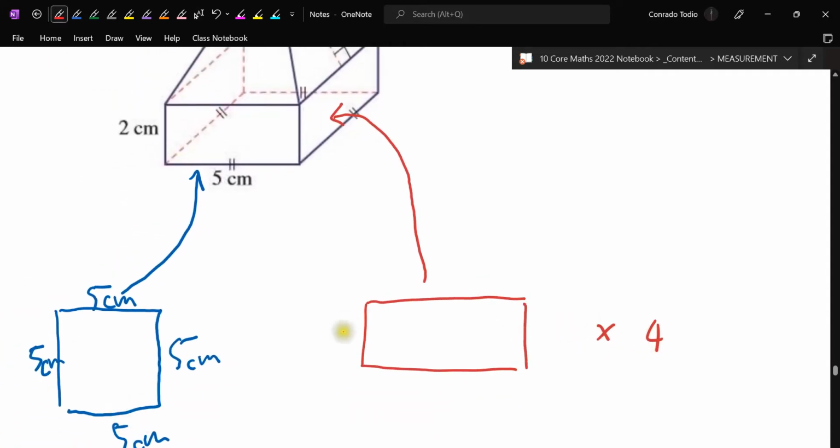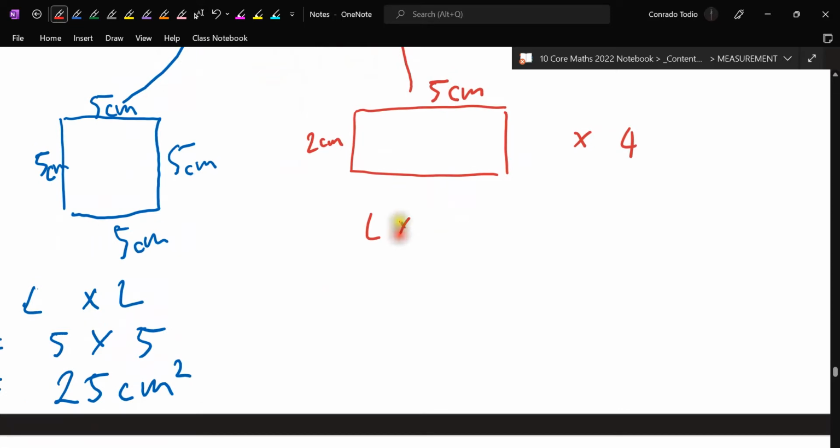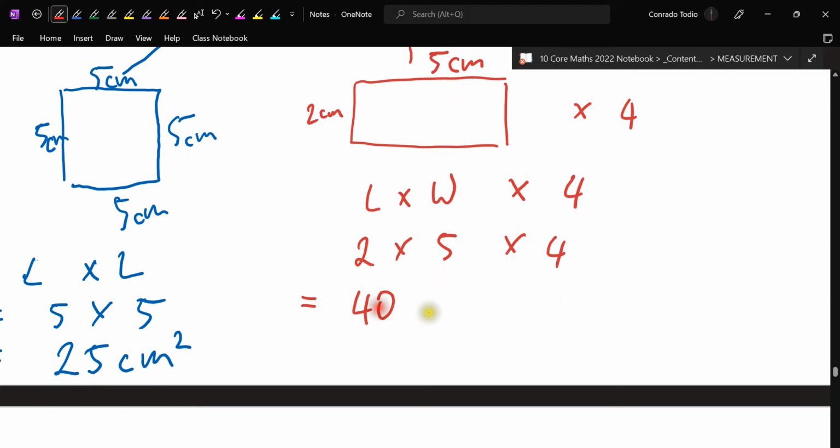So the dimensions are 2 centimeters and 5 centimeters. So length times width again, times it by 4 because there's 4 sides. So it's 2 times 5 times 4, which equals 40 centimeters squared.